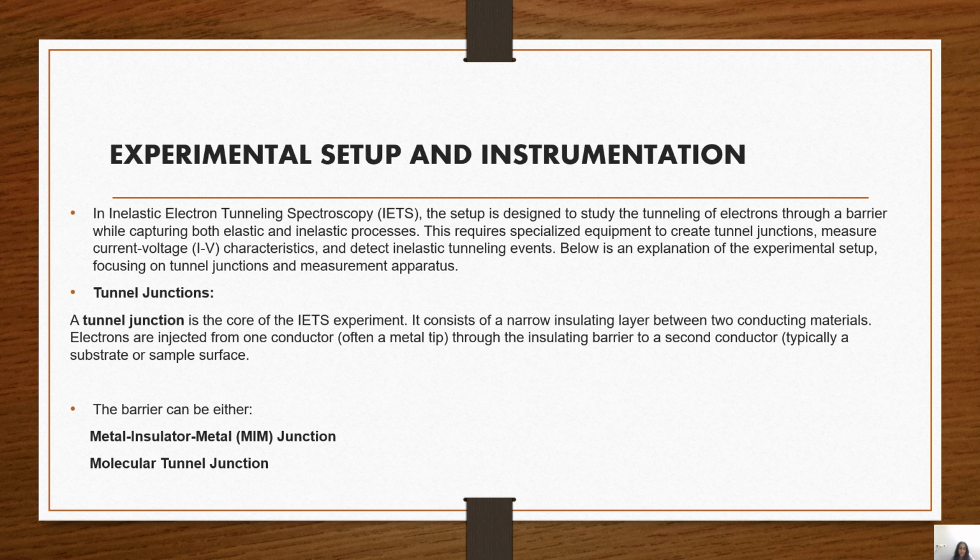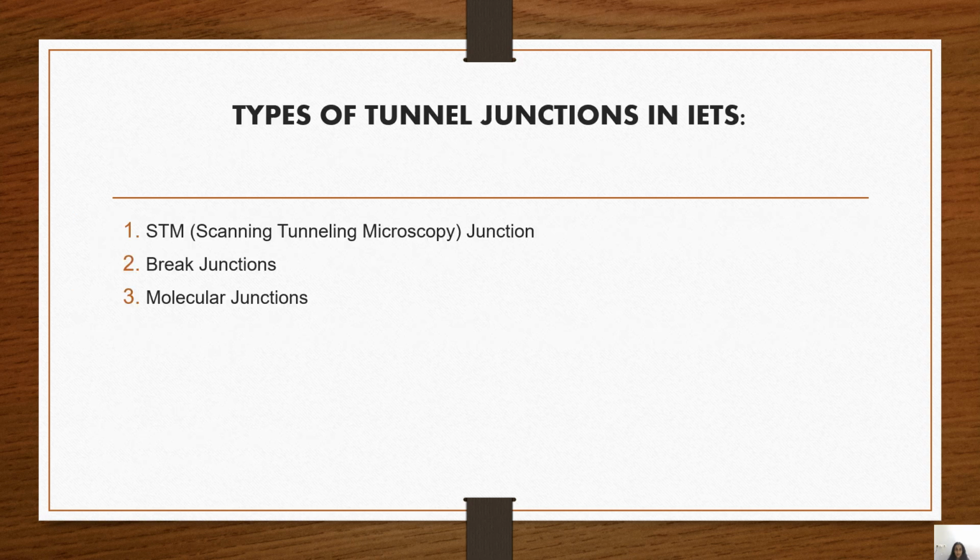In metal insulator metal junction, a metallic tip is brought near a conducting substrate with an insulating layer in between. Now, in molecular tunnel junction, a molecule or a thin layer of material is sandwiched between two electrodes with an electron tunneling through a molecular layer. Types of tunnel junction in IETS.